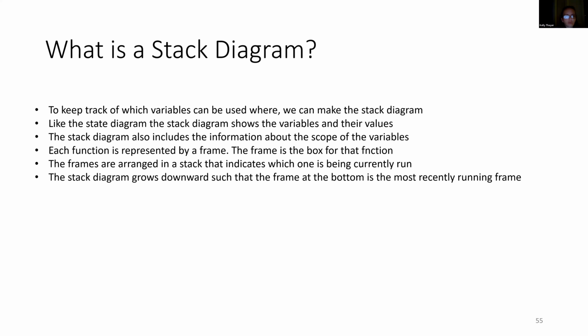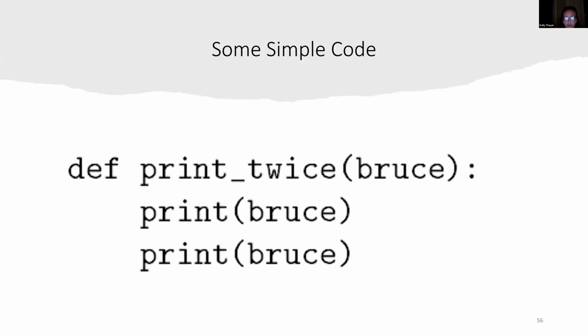Each function is represented by one frame, or a box. The frame is the box for that function. The frames are arranged in a stack that indicates which one is currently running. The stack diagram grows downwards such that the frame at the bottom is the most recently running frame. Now that might be a little bit difficult to imagine, so we're going to take a look at some functions and actually make some diagrams.